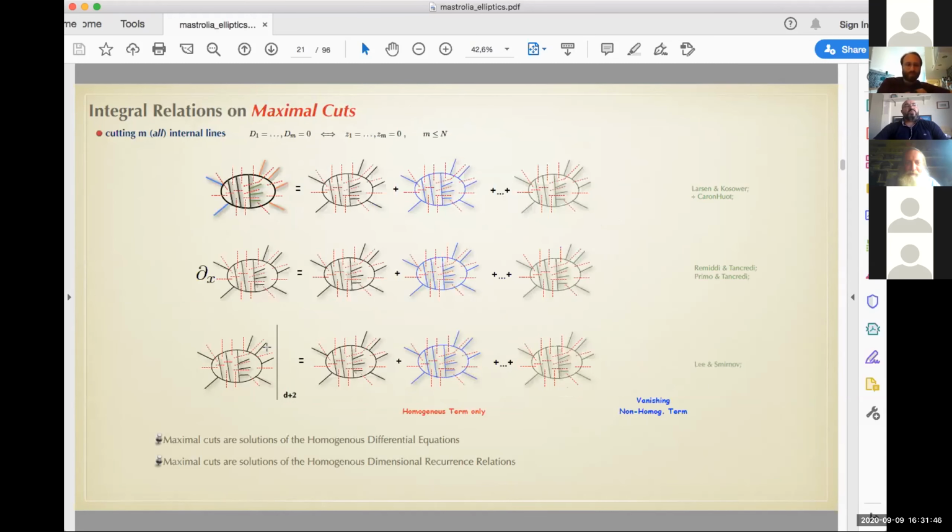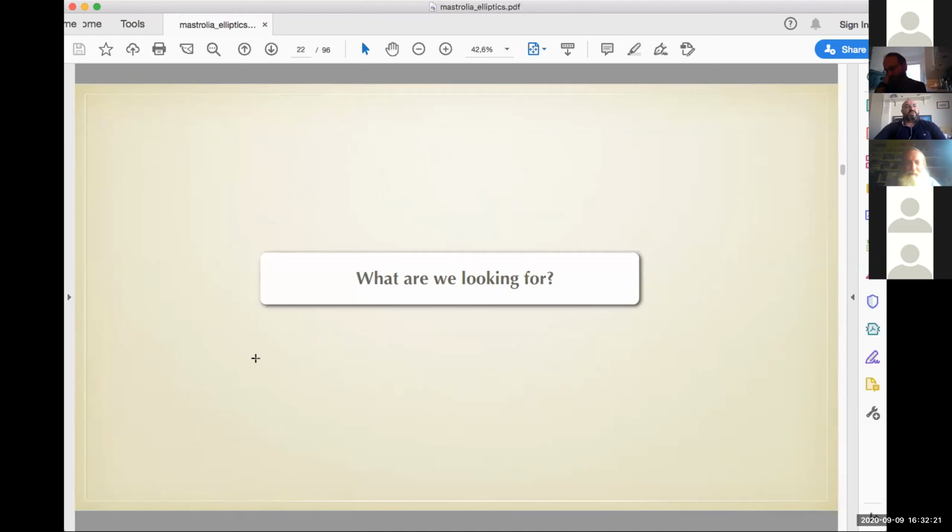What we know is that when we go on the cut, the cut acts as a projector, and eventually the maximal cut isolates only the homogeneous term of each identity, either in an IBP, in a differential equation, or in a recurrence relation. As a byproduct of this representation, one clearly sees that the maximal cuts are solutions of the homogeneous equations, either differential or dimensional shift.